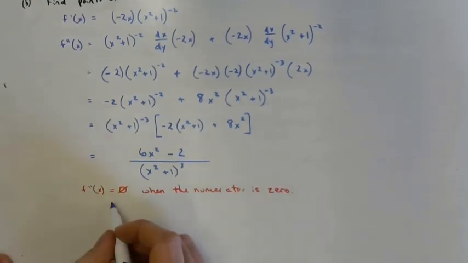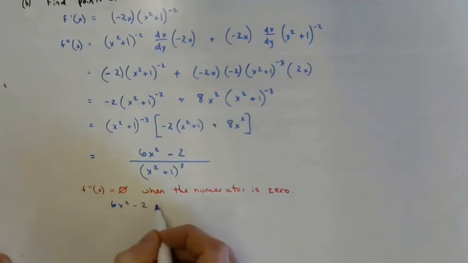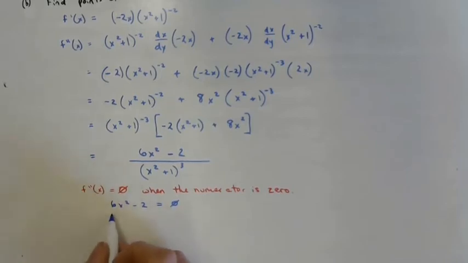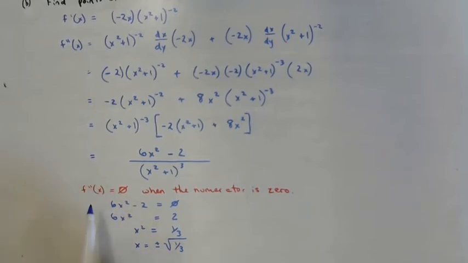So all I need to do is take 6x squared minus 2, set it equal to 0. I'm going to add 2 to both sides. I'll do each step. 6x squared equals 2. Divide by 6. x squared equals 1/3. Square root both sides. x equals plus or minus the square root of 1/3. So these are now the zeros of the second derivative. And we need to find out if there is actually a sign change here.